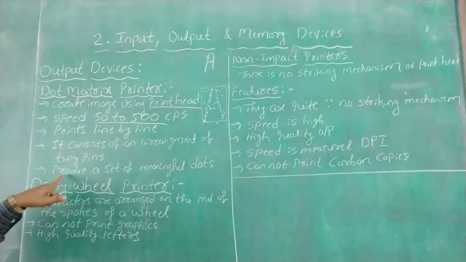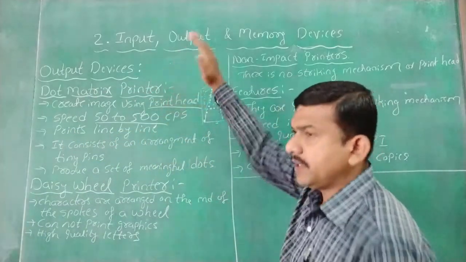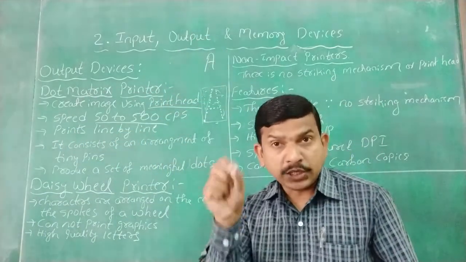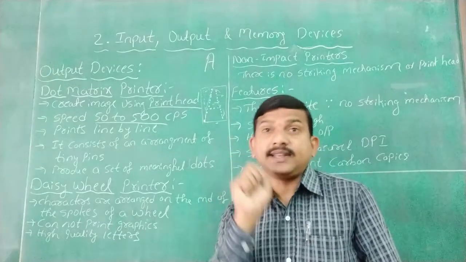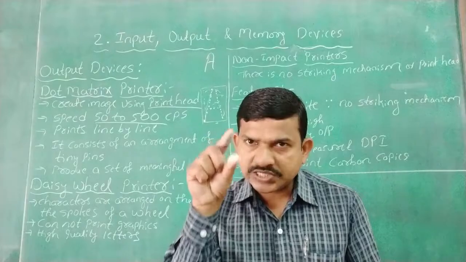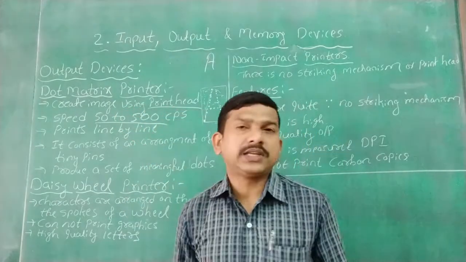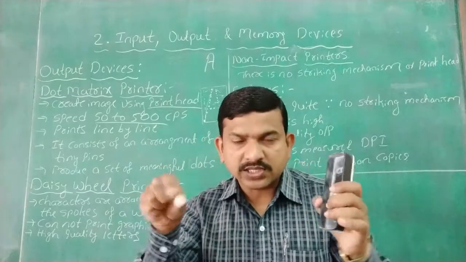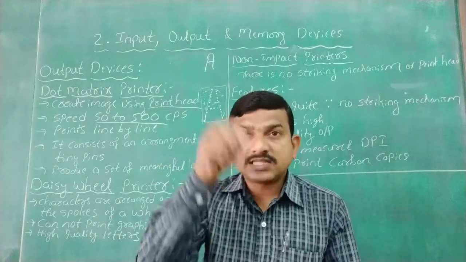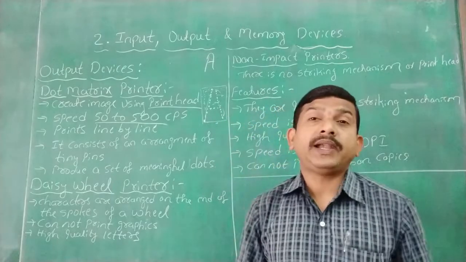So it produces a set of meaningful dots. Means what? It displays dots only, but those dots look like letters. Is it possible to see the dots? When you look closely, yes. If you zoom in a little, you will get some dots there. That's why we call it a dot matrix printer.